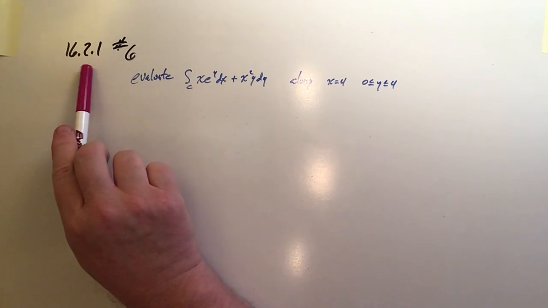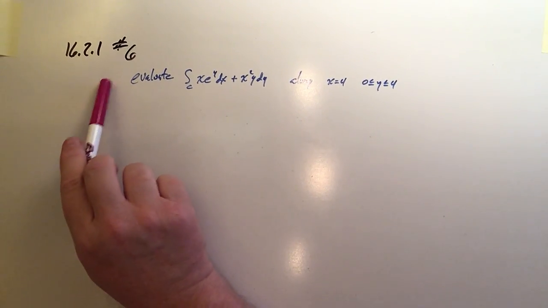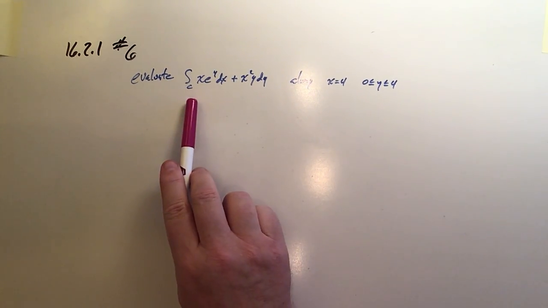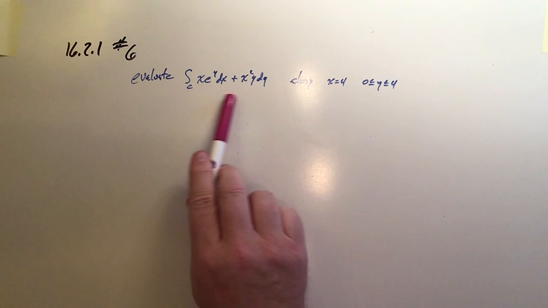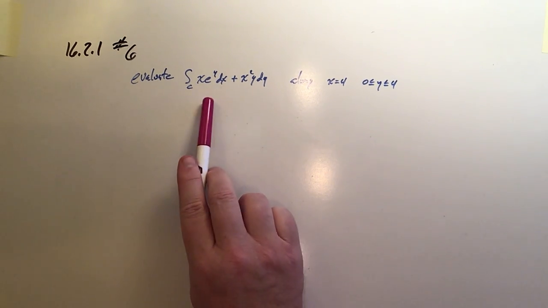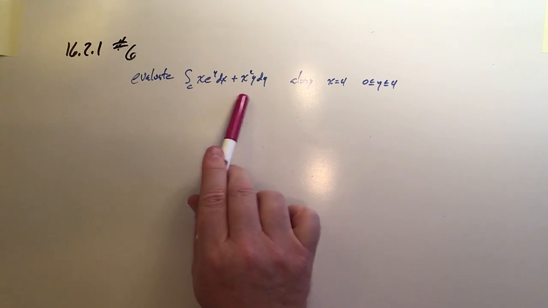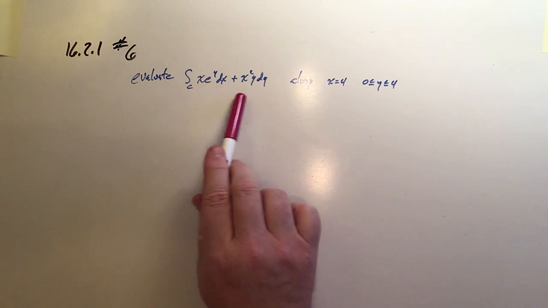This is 16.2.1, again, front half of 16.2. This one's number 6, and it asks us to evaluate this integral. You can see this one's a little different from the previous one. Instead of integrating over a path, we're going to integrate it over two paths. We're going to integrate it first over the x path, then a different function over the y path.